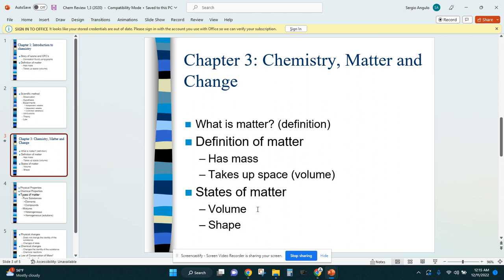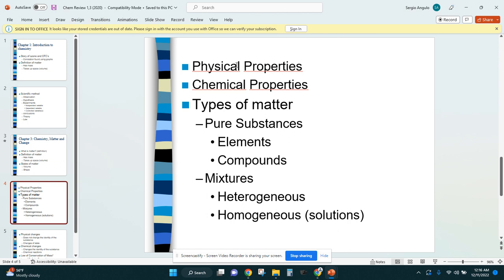Right? So, for example, solids have definite volume and definite shape. Liquids have definite volume, but they take the shape of their container, and gases have the volume of their container and they take the shape of their container also. Then we talked about physical properties and what they were, and then chemical properties and what the difference is between those two. So you might want to look that up real quick.